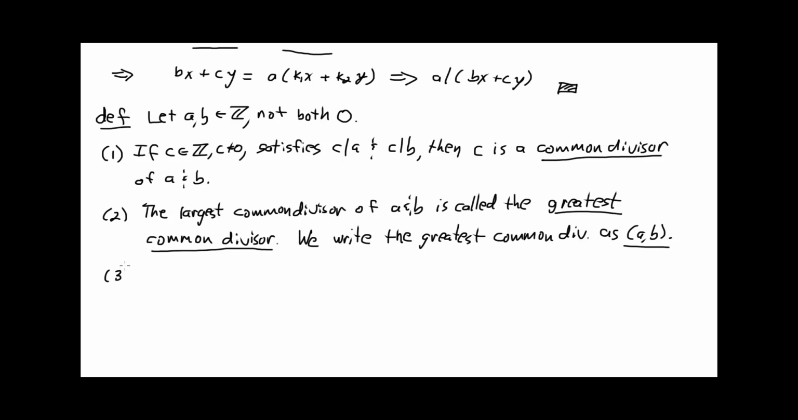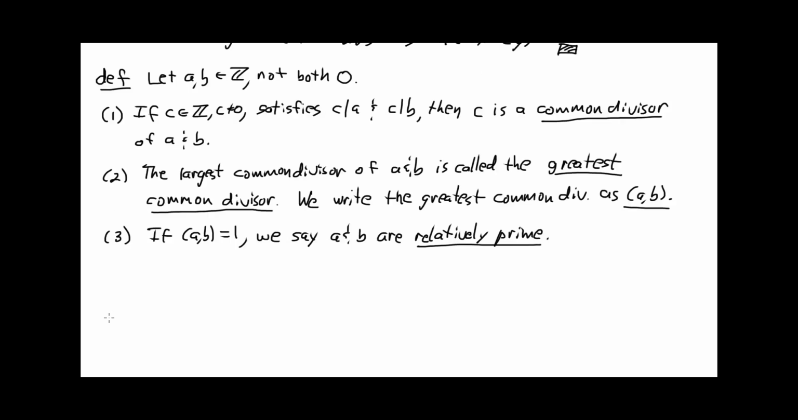Finally, number 3, the notion of relatively prime. When two integers have no divisors in common other than 1, and, well, minus 1, then we say they're relatively prime.